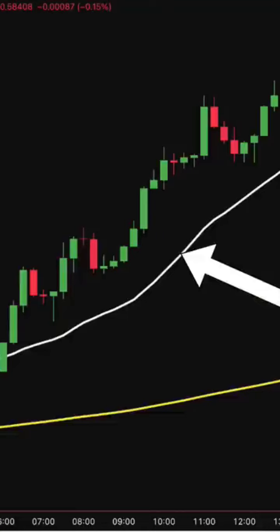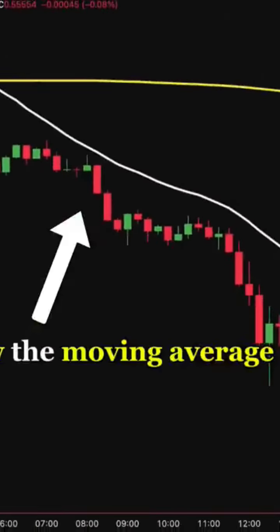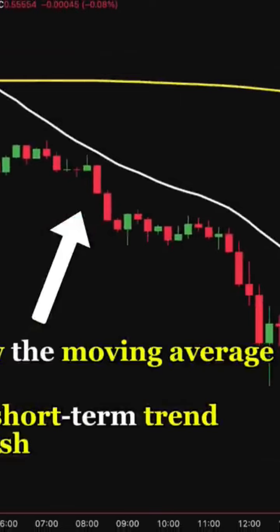We use a 20-period moving average, that's the white line, to track short-term trends, and a 200-period moving average, shown in yellow, to capture the overall long-term direction of the market. Now let's interpret the chart. When price is above the 20-period moving average, the short-term trend is bullish. When price is below the 20-period moving average, the short-term trend is bearish. But that's not the full story.